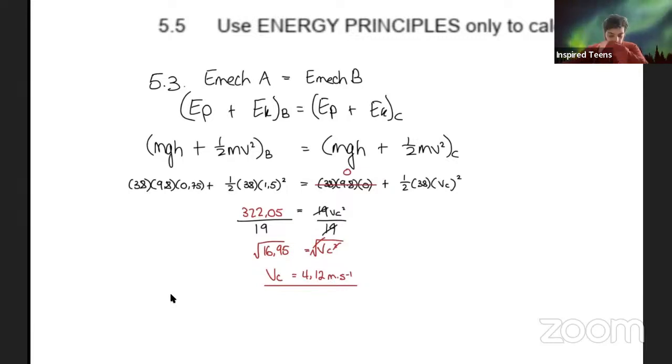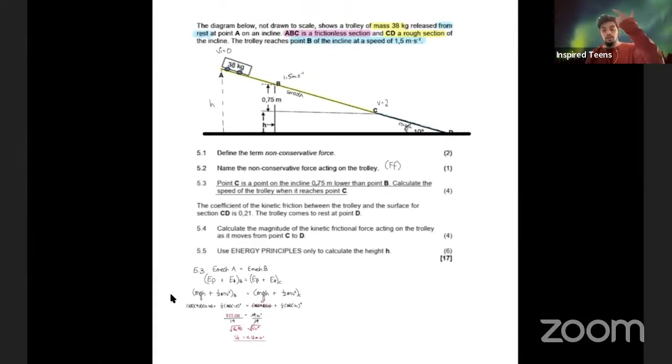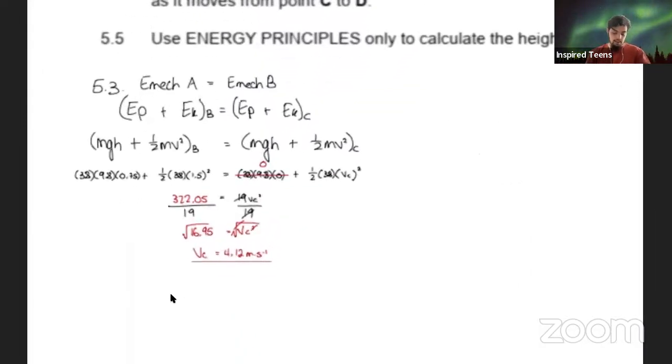Okay, so yes, that's our final answer. How did we decide on that formula again? Frictionless surface, no friction, no tension, no applied force. Therefore, we utilized energy principles and we got the answer.